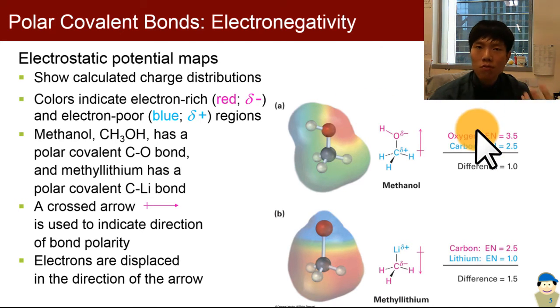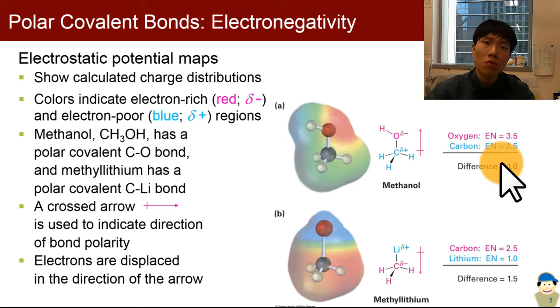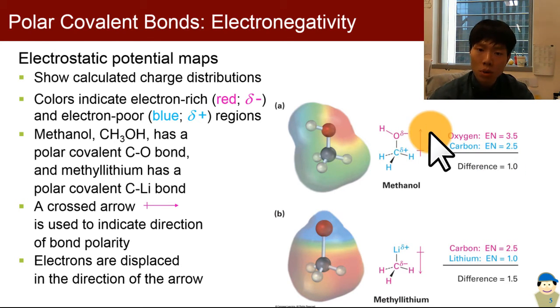So we look at the difference in electronegativity between the two elements involved in the bonding. Oxygen, carbon. Oxygen stands at 3.5, carbon 2.5. The difference is 1. So 1 is not enough for a total transfer of electrons, and hence it is a covalent bond.